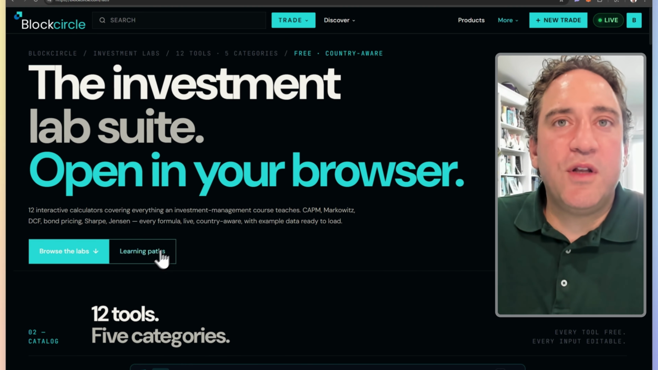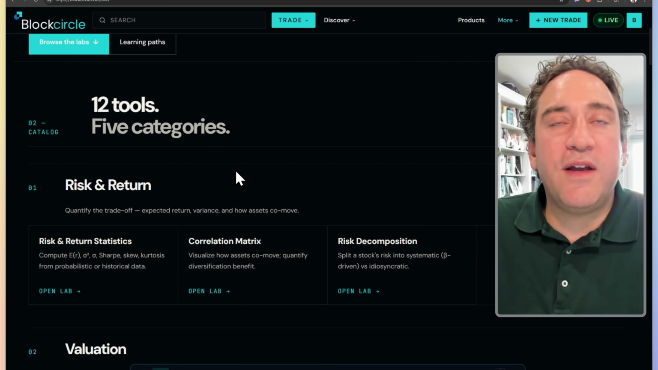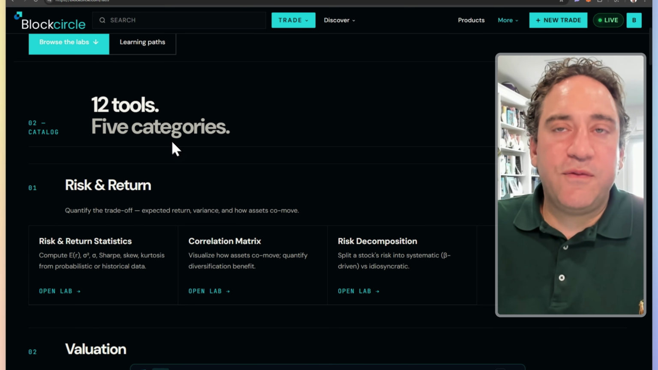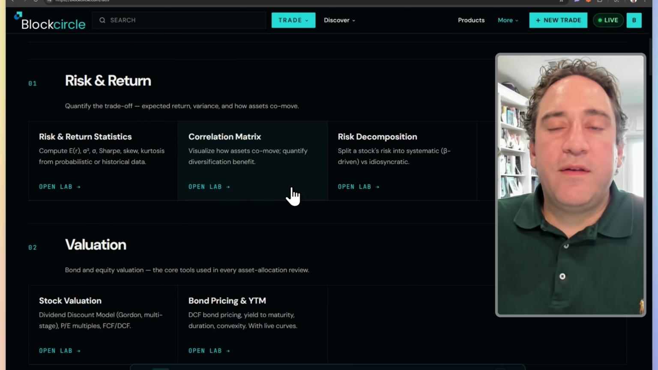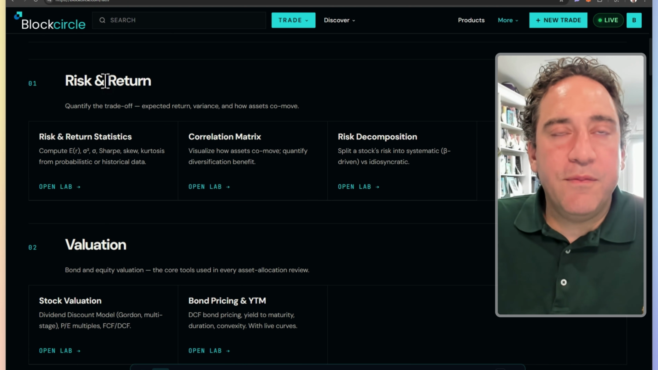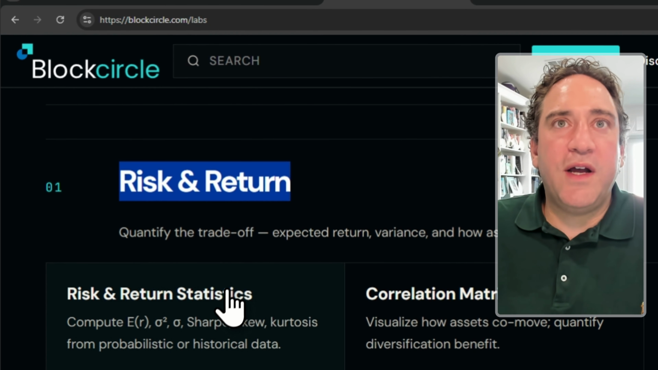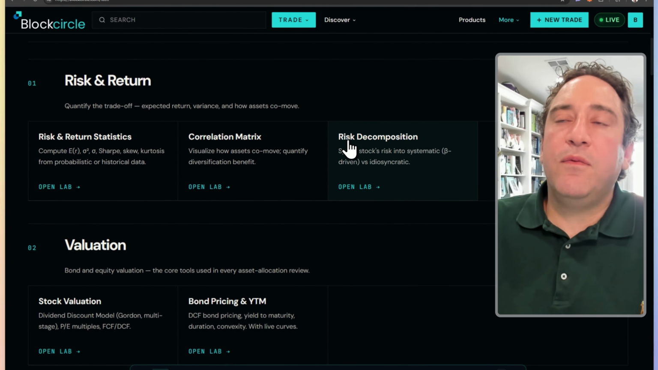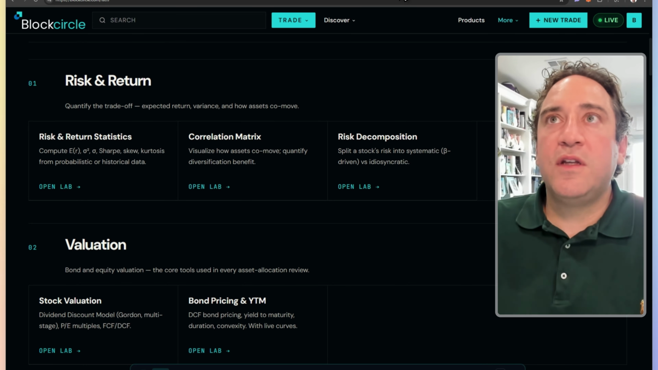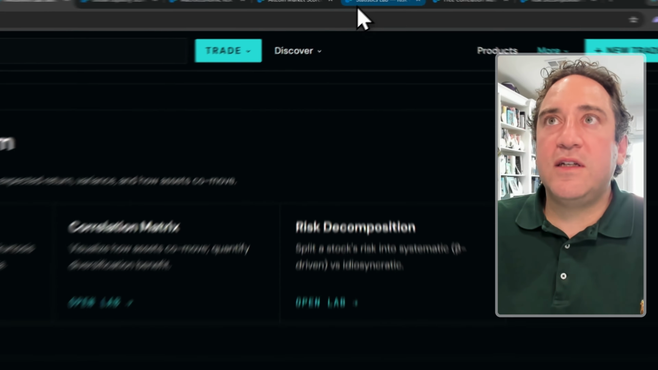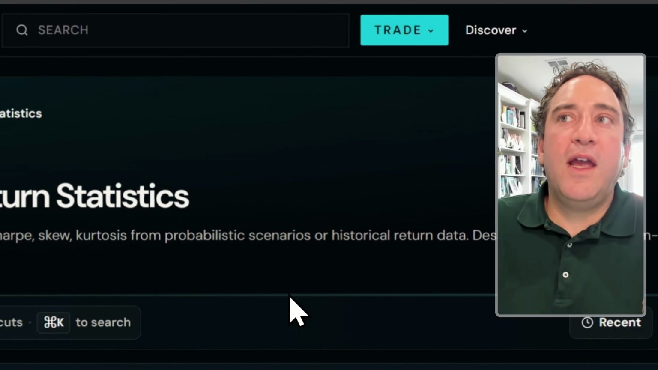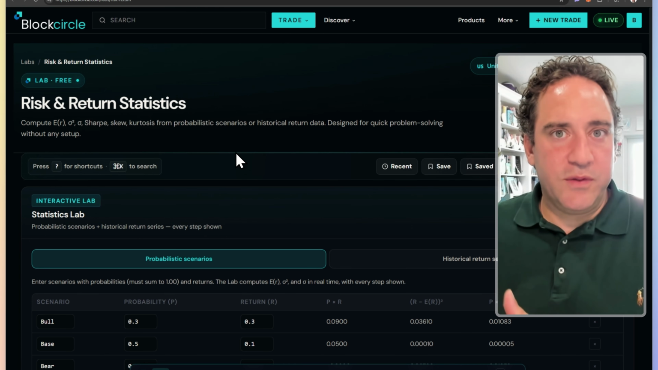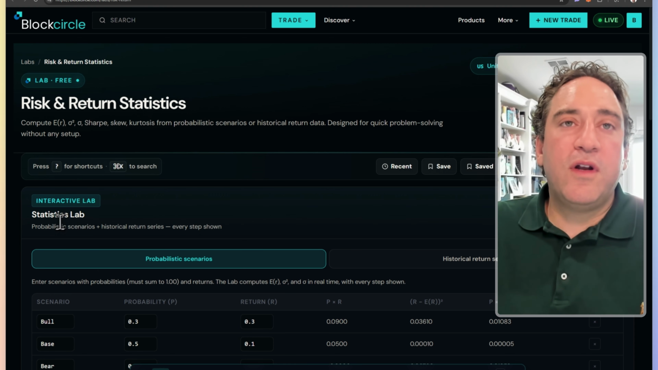So, we have multiple learning paths and we'll go through that. But really, the investment lab suite as it stands today are multiple tools across different categories that it's like a mini MBA. And there's an entire section on risk and return. So if I want to look at risk and return statistics, correlation matrices, risk decompositions, I'm able to literally click risk and return statistics, and it'll take you right to this page. And it walks you through the theory and part of the application as well around each of these critical principles.